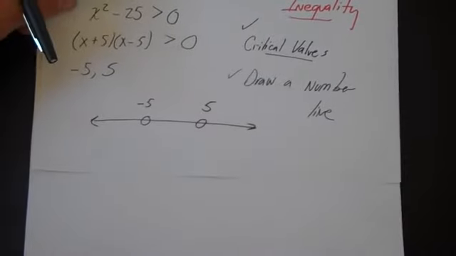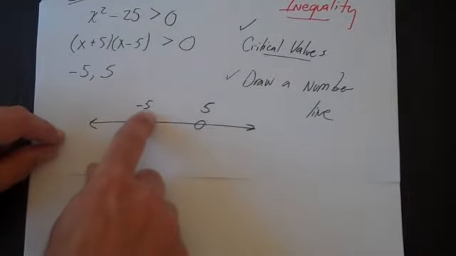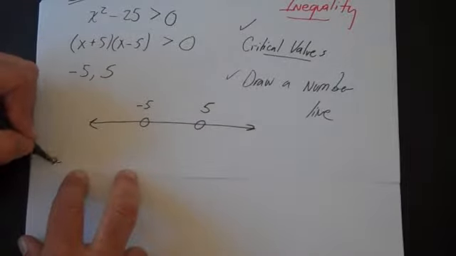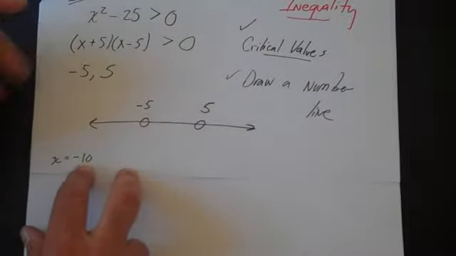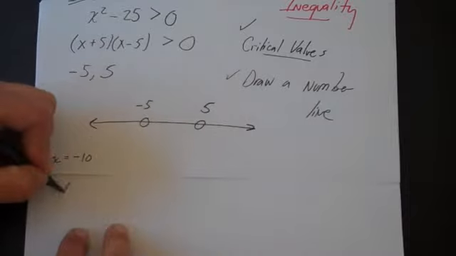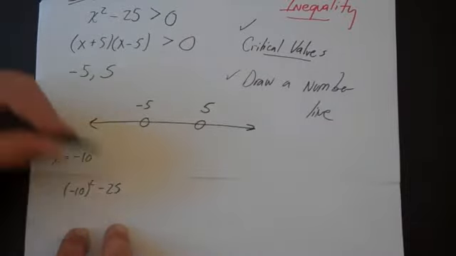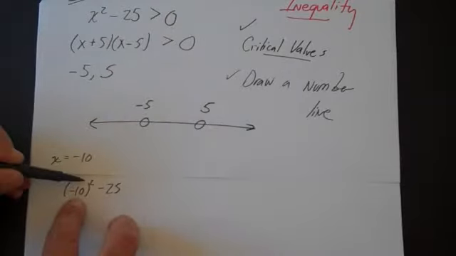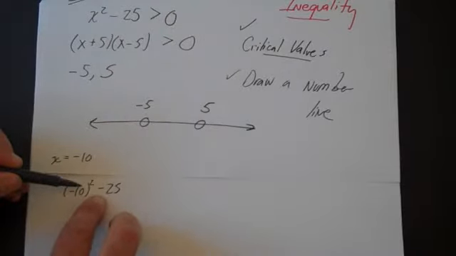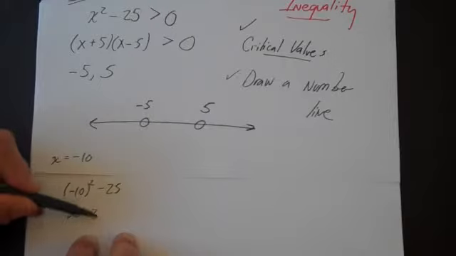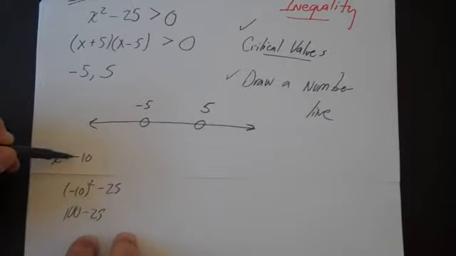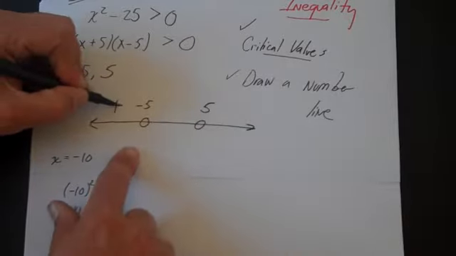So what I'm going to do now is just plug a number in. Take some number that's less than minus 5. Say, for example, x is minus 10, and plug it in. Minus 10 squared minus 25: minus 10 squared is 100, that's 100 minus 25. So since x equal to minus 10 gives a positive, this interval is all positive.